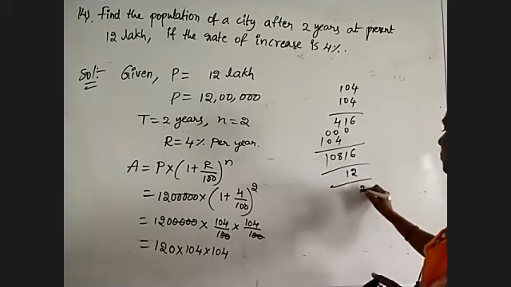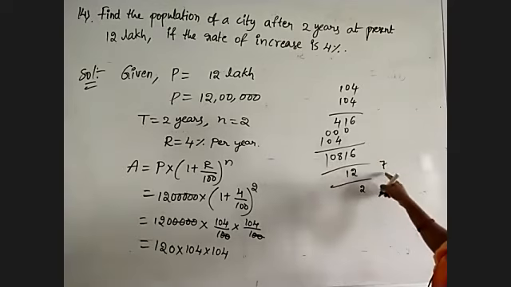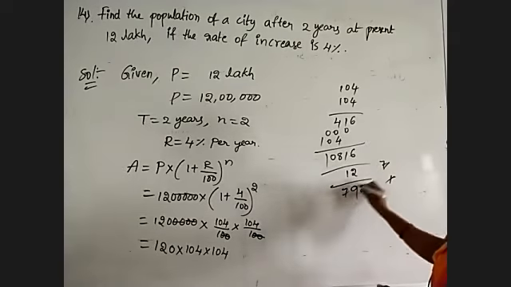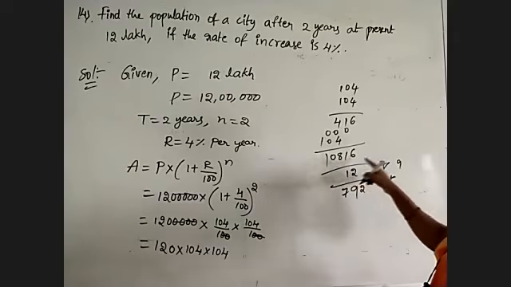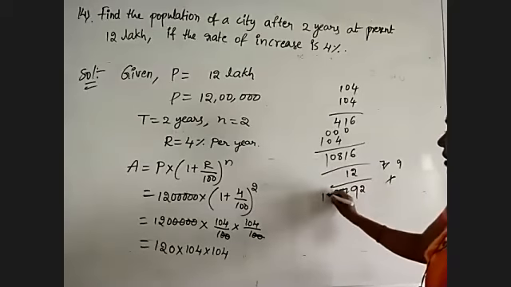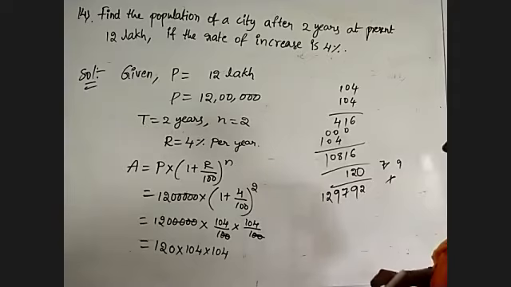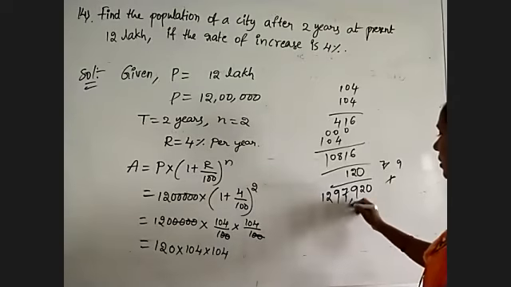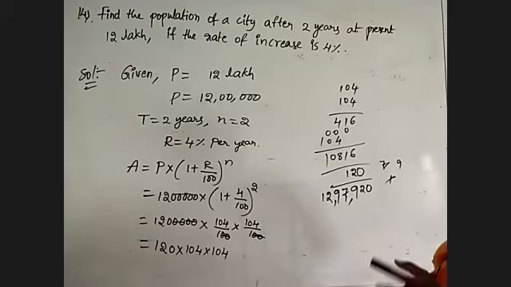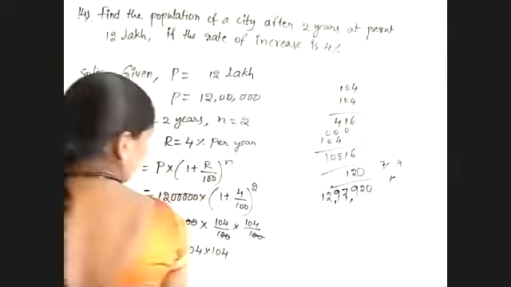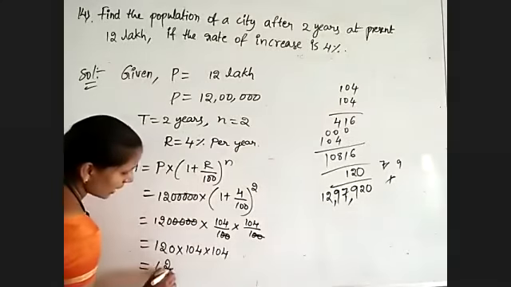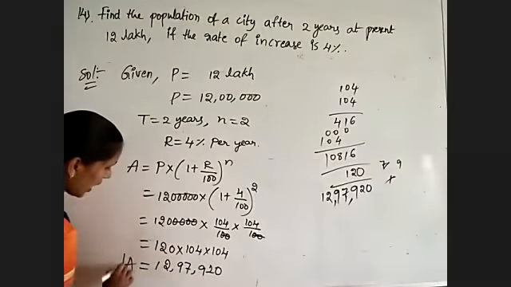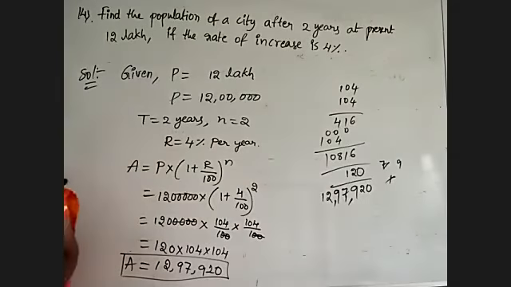Multiply with 12 first. 12 sixes are 72, 12 ones are 12, 12 plus 7 is 19. 12 eights are 96, 96 plus 1 is 97, so 9 will come. 12 into 0 is 0 plus 9 is 9, 12 ones are 12, and because we have to multiply with 120, here we will get a 0. That is nothing but 12,97,920. 12,97,920 people were there after the end of 2 years.